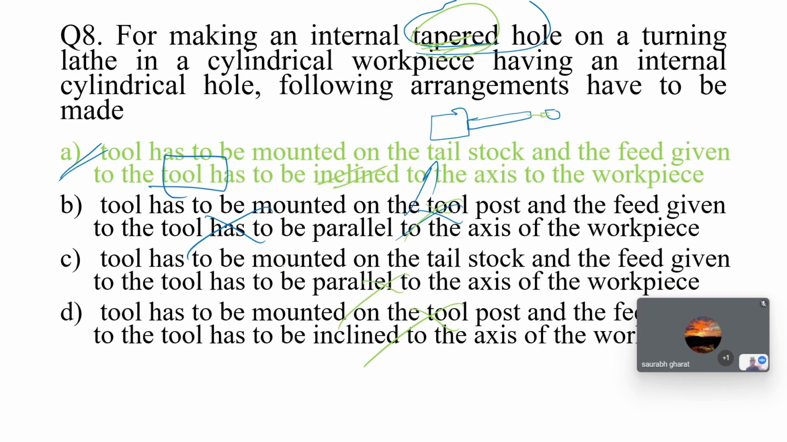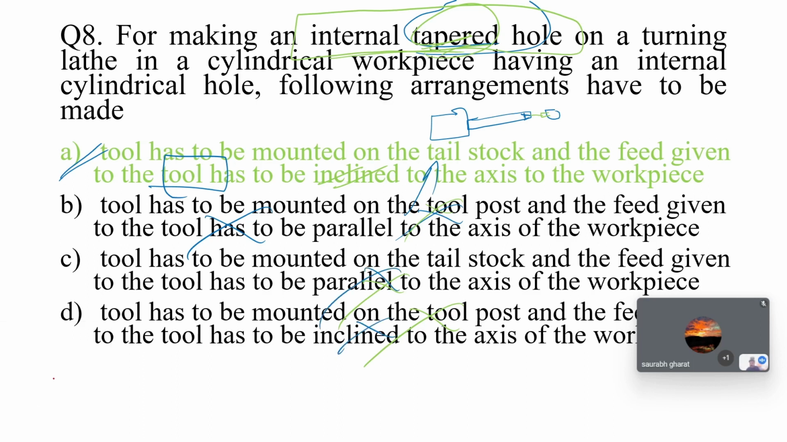So the most important part here is the internal hole, again we need to drill an internal tapered hole. So we need to create a tapered hole, and for that the workpiece must be inclined. For that your tool has to be inclined to the axis of the workpiece. That's why, again, internal tapered hole. You have to create a tapered hole and it must be inclined. If you go straight, it will not create the taper.